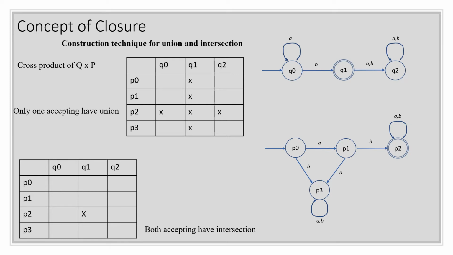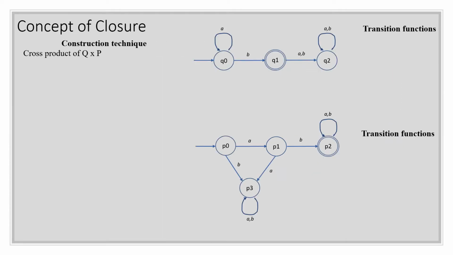We have two DFAs here. You can see that the symbols of the alphabet are A and B. The first language is any number of A's followed by a B. The second language starts with an A or an AB and then can have any combination of A's and B's after that. So let's review how the transition functions work for DFAs, and then we will do the cross product of the transition functions, and then we will draw our new DFA.